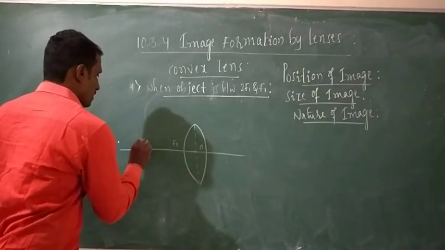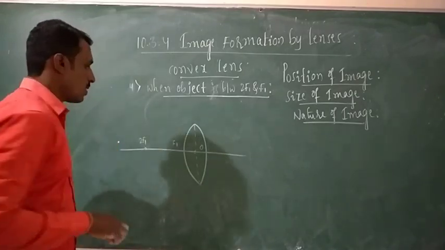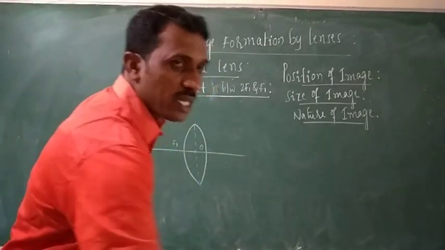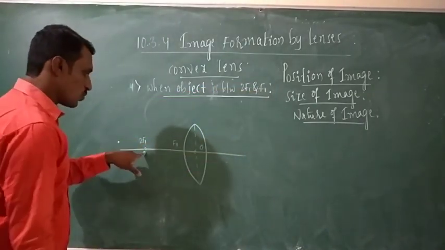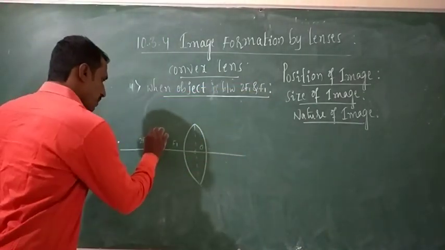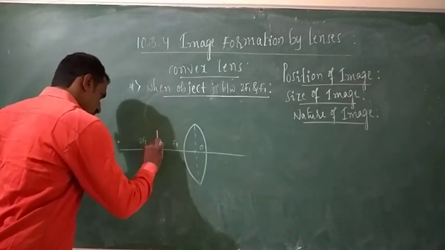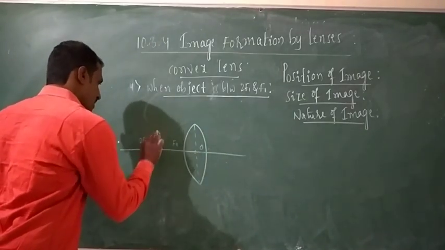Yes. This is called 2f1. Where do we have to place the object now? Between 2f1 and f1. This is 2f1, this is f1. Between these two I will place the object. Yes, this is our object now.